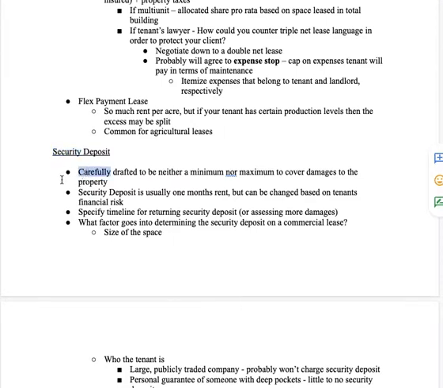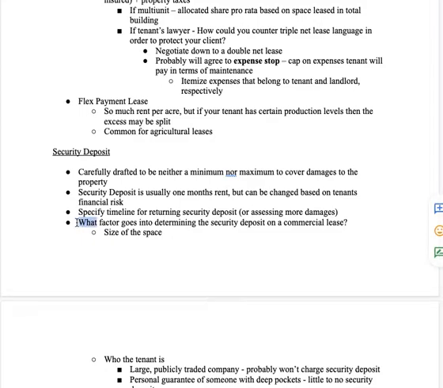Your lease should be carefully drafted so that the security deposit is neither a minimum nor a maximum of what covers the damages to the property. That's what you do if you're representing the landlord there. Security deposit is usually 1 month's rent, but it can be changed based on the tenant's financial risk. Specify the timeline for returning the security deposit or assessing more damages.